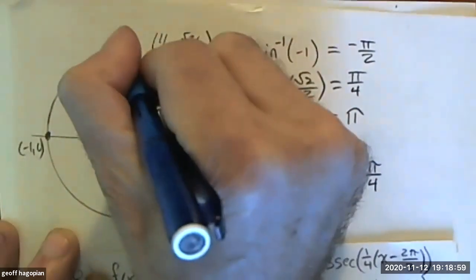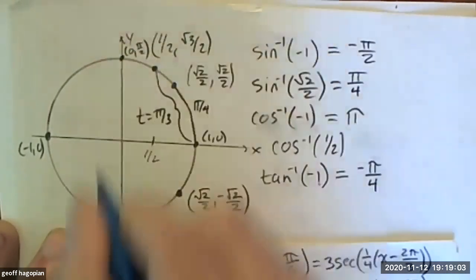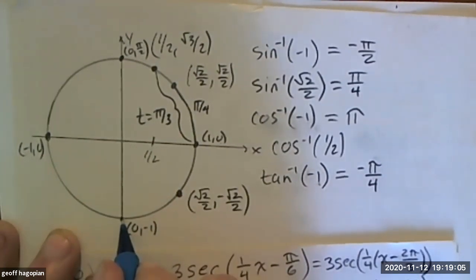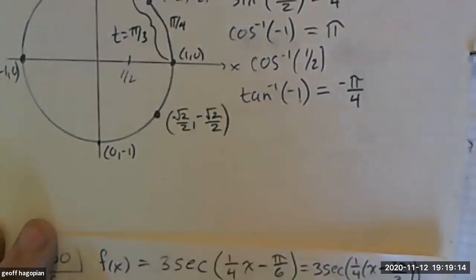Up here, the x-coordinate is 0. I mean, the x-coordinate down here is also 0, but that's not in the range of the inverse cosine function, right? So shall we remind ourselves what all these ranges are?